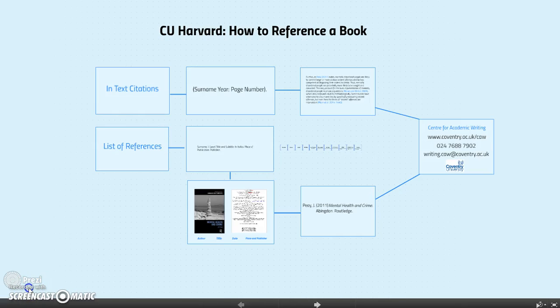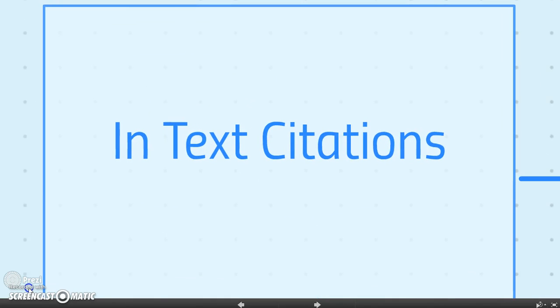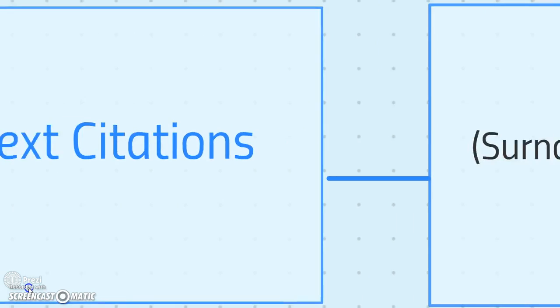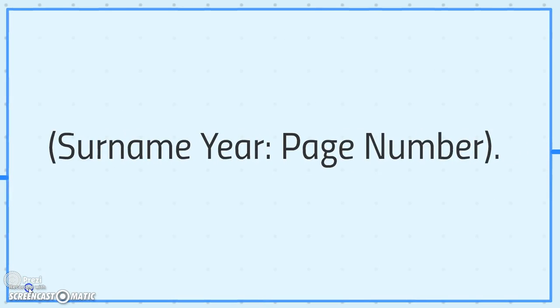This video will show you how to create and format in-text citations and bibliographic references for an authored book in the Coventry University Harvard style. An in-text citation is the reference that's provided in the main body of your text. It usually goes at the end of the sentence before the full stop and contains these parts: the surname, the year of publication, and, if you are quoting or paraphrasing, the page number of the quote after a colon.